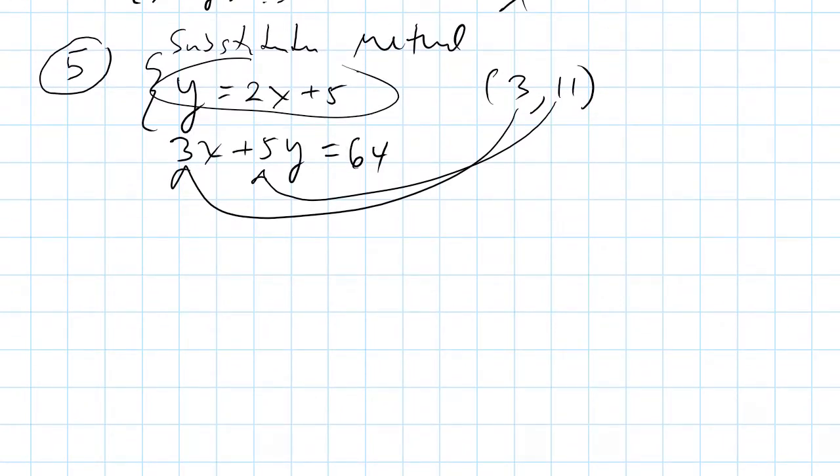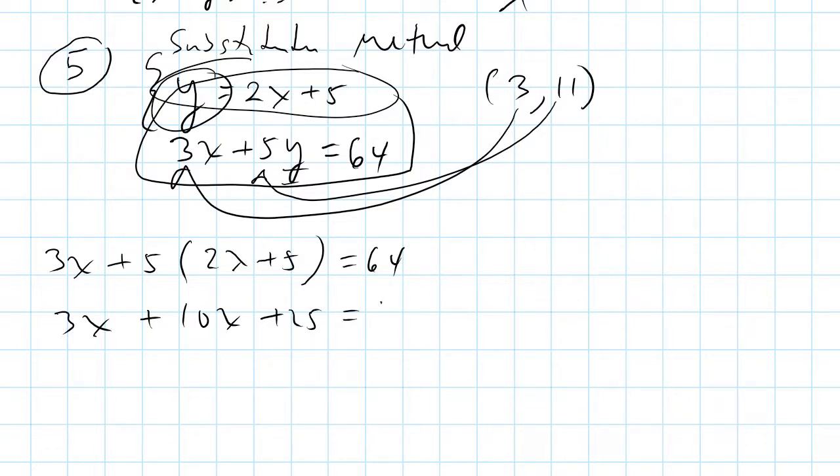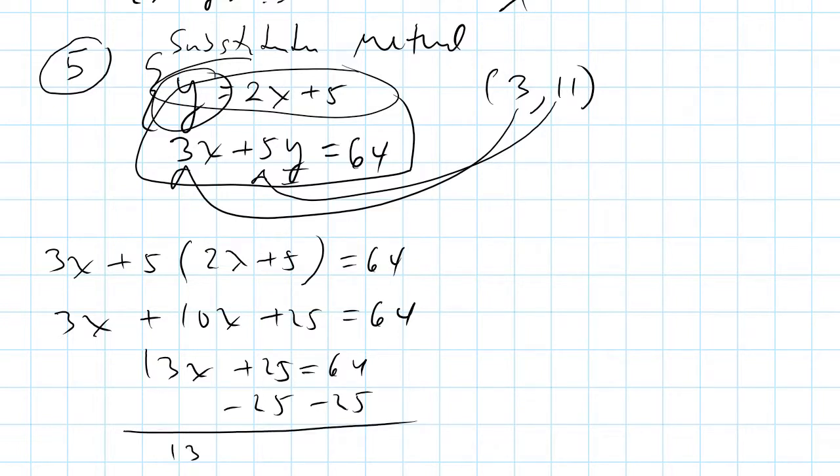We'll say that when we have this situation where one of the equations has the y already isolated, the substitution method tells us to replace the y in the other equation with the expression that it's equal to. Now we have to distribute the 5 through, combine like terms, subtract 25 from both sides. A lot of good algebra skills needed to be able to do this.